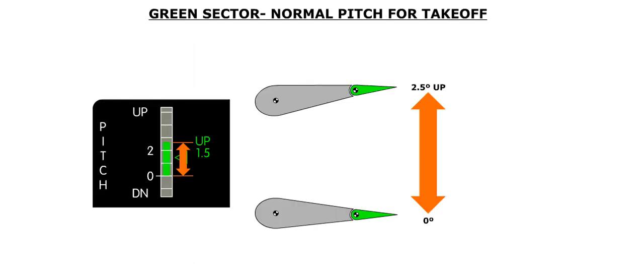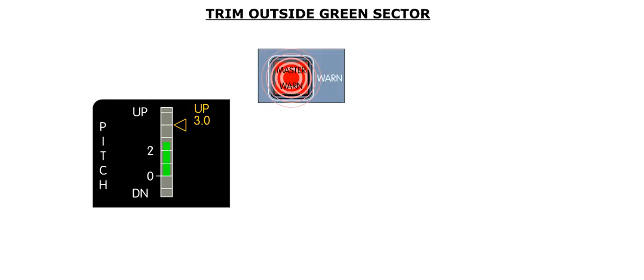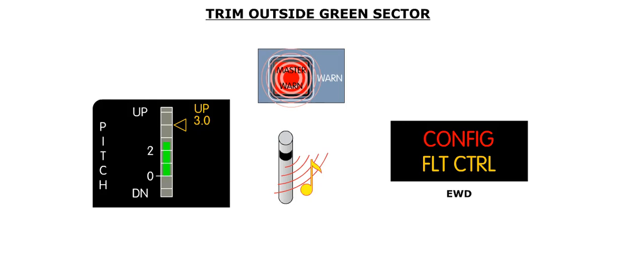The green band on the indicator represents the normal pitch trim position for takeoff. This band ranges from 2.5 degrees up to 0 degrees. If the trim is outside of this range during a takeoff or during a takeoff configuration test, the master warning lights will flash, the CRC sounds, and a red configuration message and amber flight control message are displayed on the EWD. In addition, the pointer on the pitch trim indicator is displayed in amber. A magenta bug on the pitch trim tape indicates the managed pitch trim target.